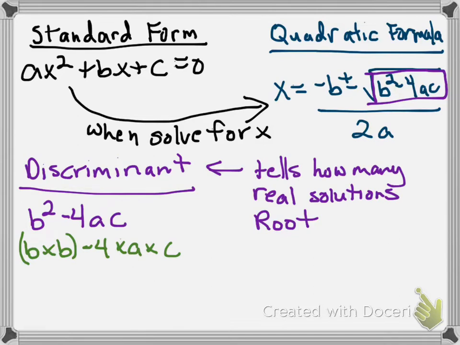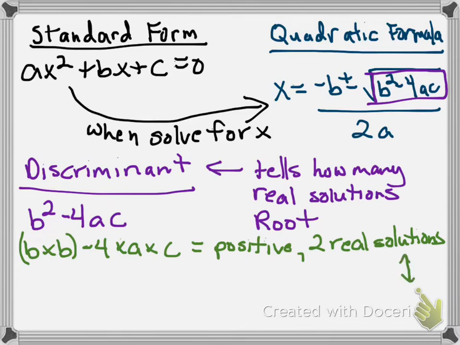Now, what I'm going to cover next, if this is positive, this means you have 2 real solutions. And I know that doesn't make a lot of sense. I'm kind of out of room over here. We haven't covered imaginary numbers yet. We're not going to really, but 2 real solutions would look like this. It crosses the x-axis in 2 places.